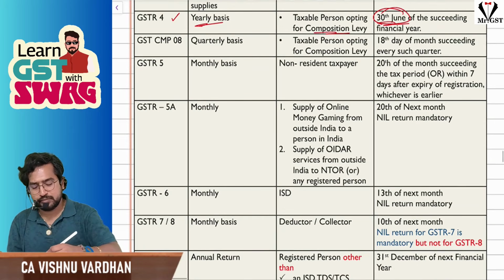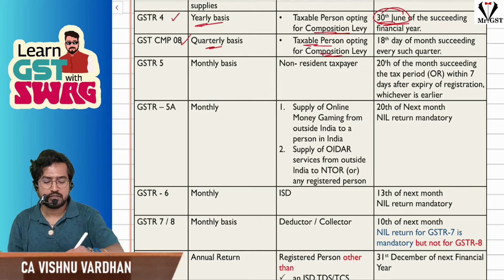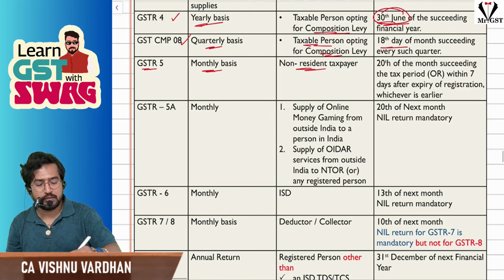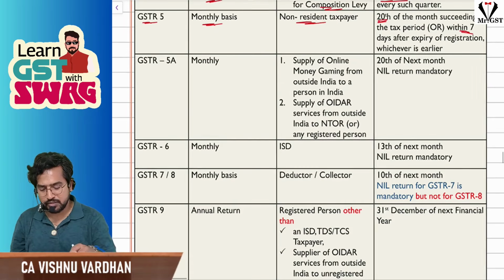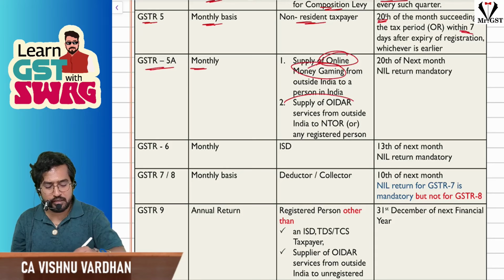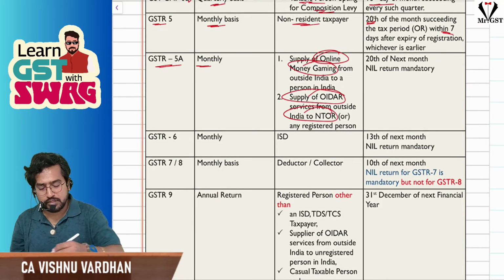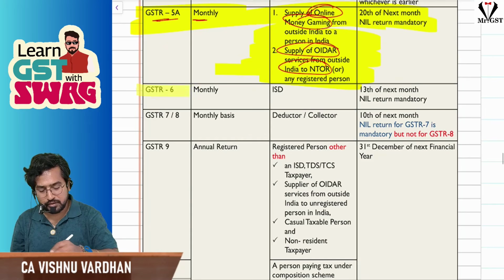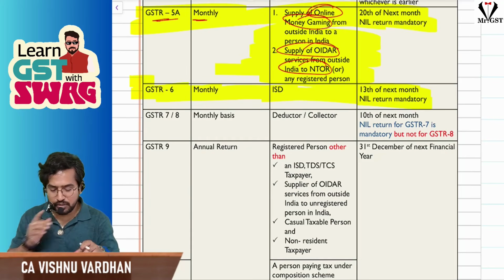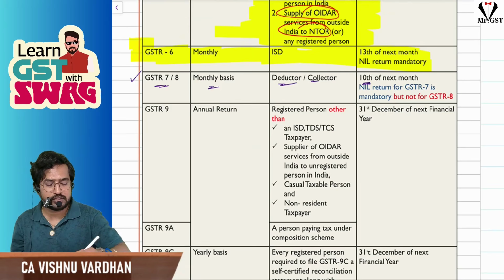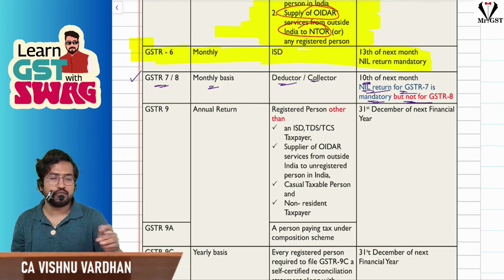Okay, right. Next one, CMP 08 quarterly basis composition taxpayer, 18th of the next month after the end of the quarter. GSTR 5, monthly basis NRTP, 20th or 7 days. 5A monthly for supplier of OIDAR services as well as online money gaming. This is there only in final. Next, ISD, when does he have to file? GSTR 6 monthly, 13th of the next month. TDS TCS we have seen, GSTR 7 and 8 monthly, deductor collector, 10th of the next month. Nil return for GSTR 7 is mandatory but not for GSTR 8.